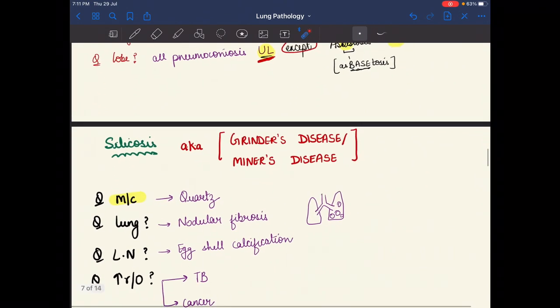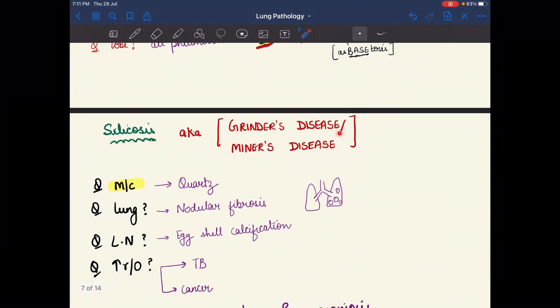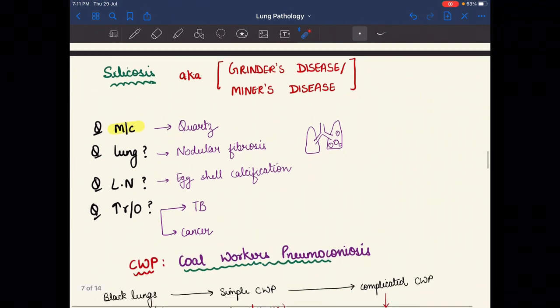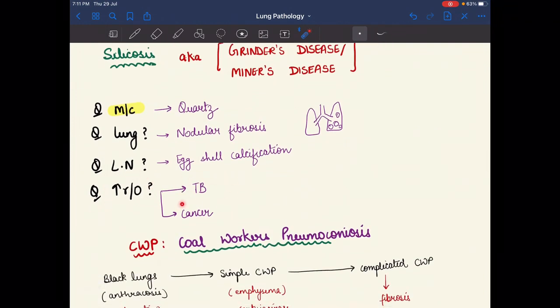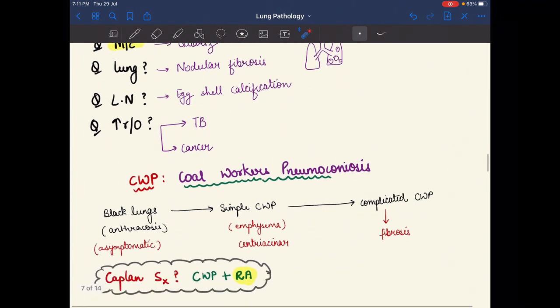Now let's move to the pneumoconiosis types. The first one is silicosis, which is also known as Grinder's disease or Miner's disease. Most commonly it is due to quartz. The lungs show nodular fibrosis, and the lymph node shows eggshell calcification, and there is increased risk of TB and cancer in silicosis. So in a silicosis patient, most commonly quartz, lungs show nodular fibrosis, lymph nodes show eggshell calcification, and there is increased risk of TB and cancer.